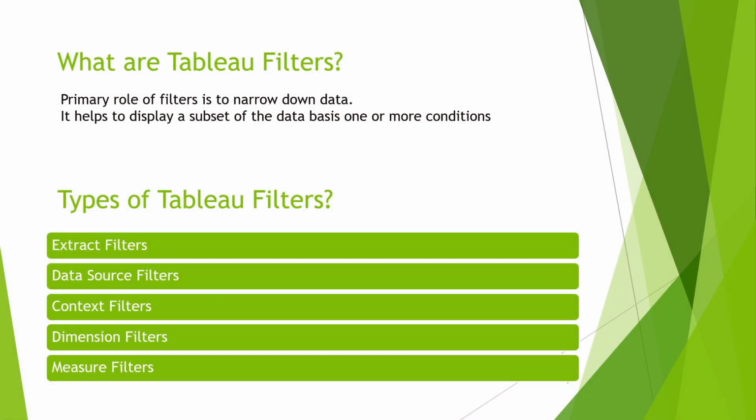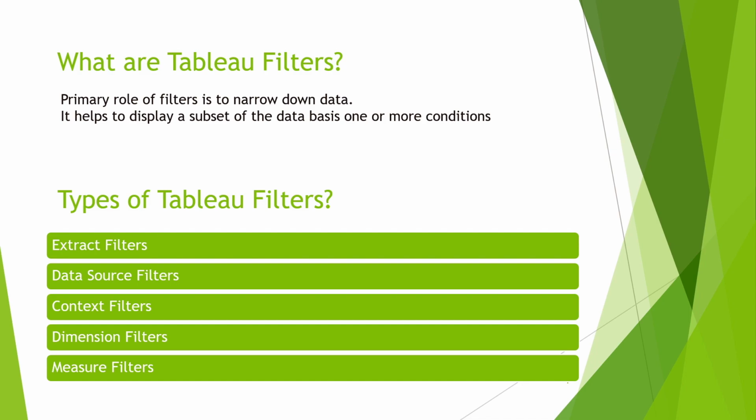So what are filters? The primary role of a filter is to narrow down the data. Well, it helps us to create a subset of the data based on one or more conditions. So in simple terms, filters are used basically to remove the unwanted data from our data set, so we can do our analysis on a particular piece of information or data which we need.